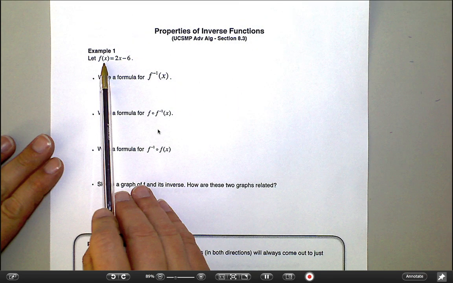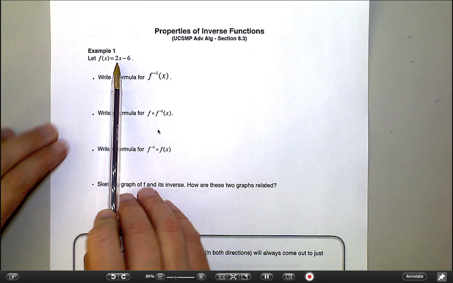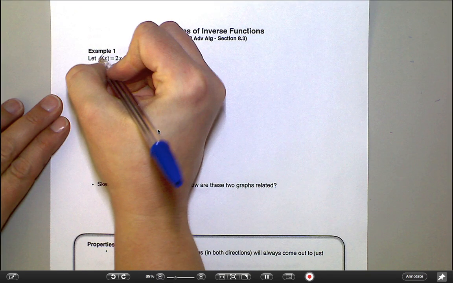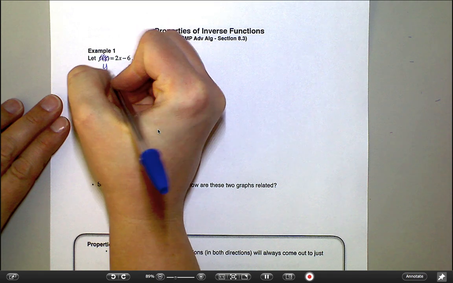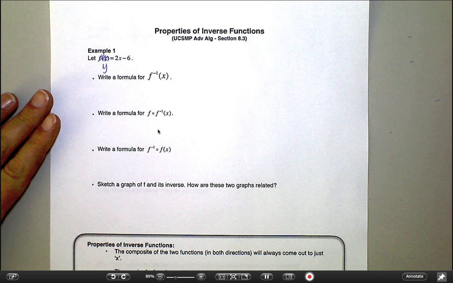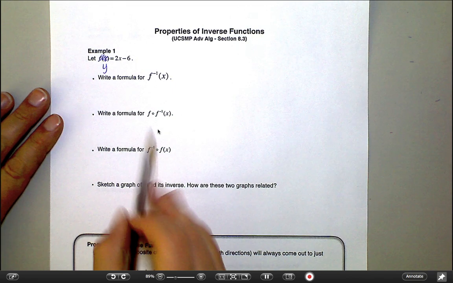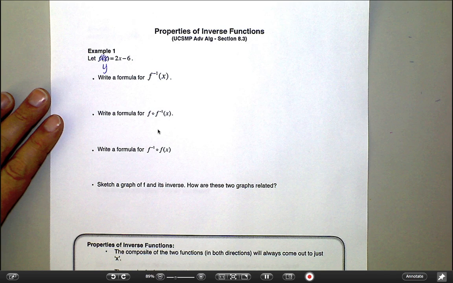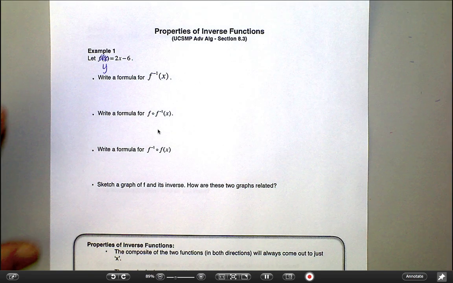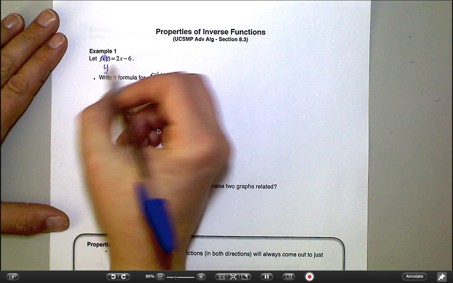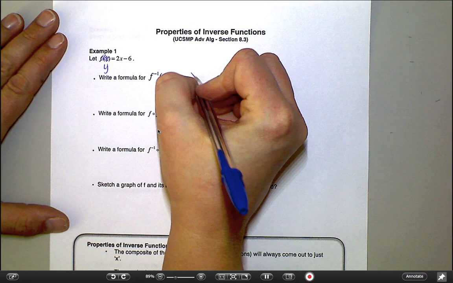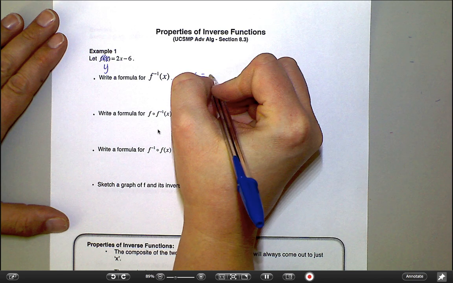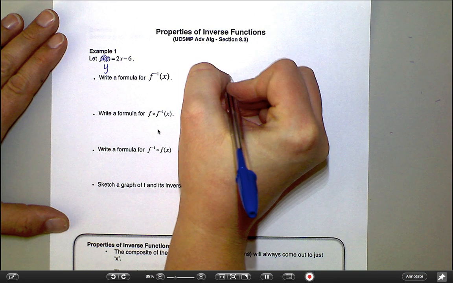It says, let f of x equal 2x minus 6. And remember that f of x we can really think of as y equals 2x minus 6. Okay? And so it says, write a formula for the inverse. Remember that notation means the inverse. Okay, so for the inverse, remember it's all about switching the x and the y. So we're going to start by rewriting that equation, but with the x and y reversed.